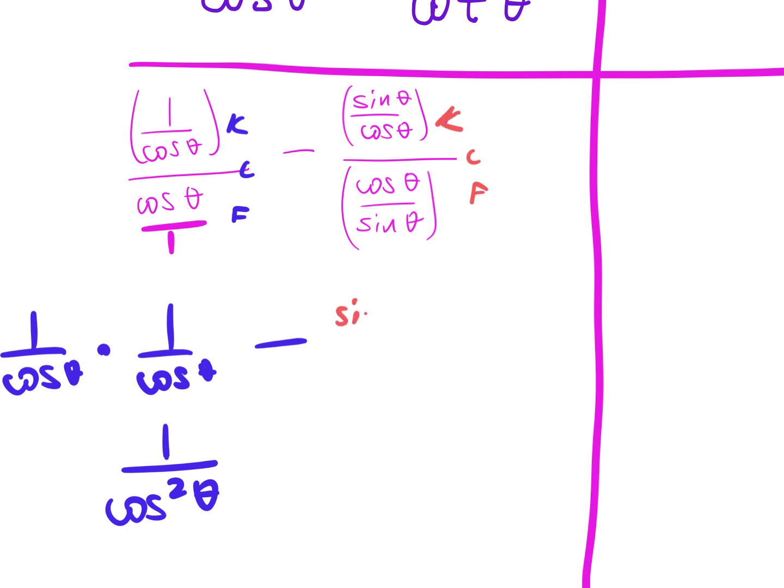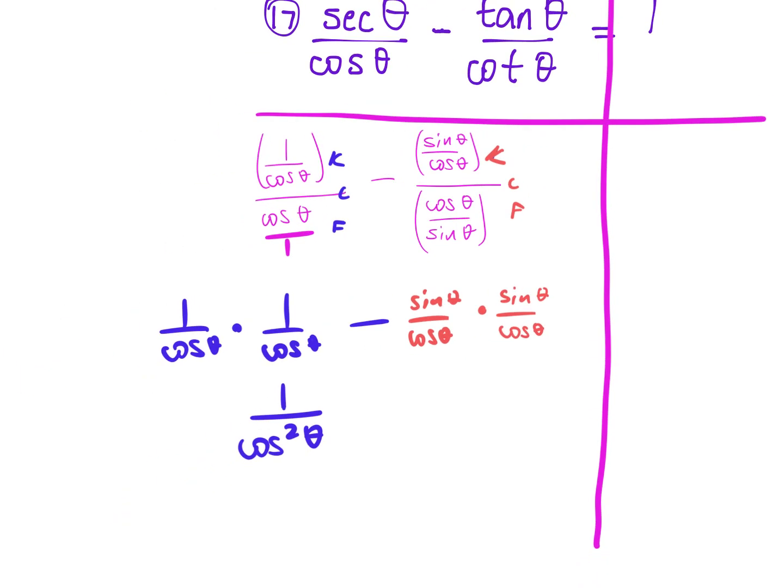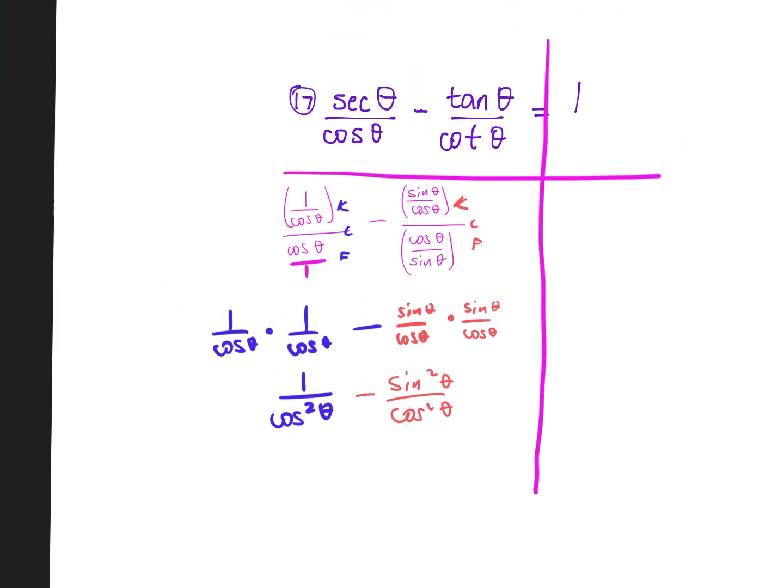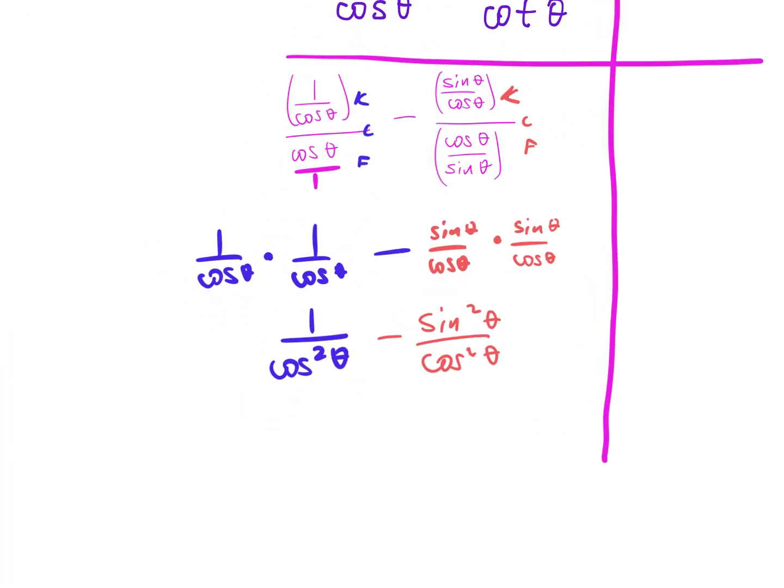So you have sine, yeah, sure, times, what happens here when I flip? Sine over cosine. You were hoping they'd just cancel? Yeah. All right, so I have sine squared over cosine squared, right? Okay, now think, where are we trying to get to? We're trying to get to, say, 1. Okay.